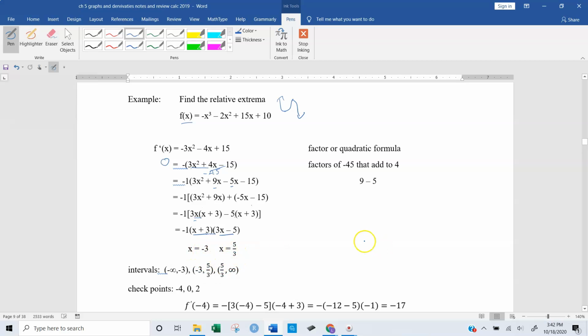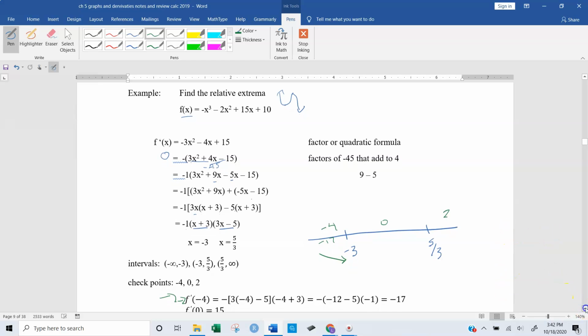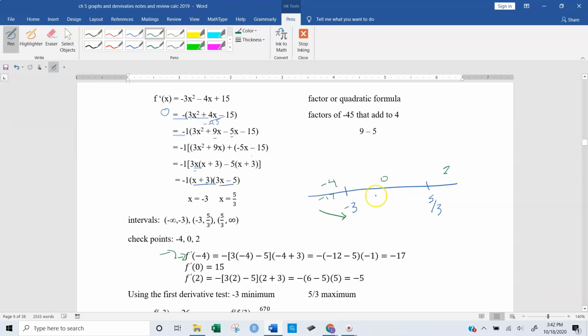So these are mins or max points on our graph. What we're checking is we have a negative 3 here and a 5/3 here. We need to know what our graph is doing. So the first thing we're going to do is pick points in between to check what they look like. Let's pick a negative 4, a 0, and a 2. When we plug negative 4 into our derivative, not our original, we get a negative 17. So negative 17 means it is going down. When you plug in 0, you get a positive 15.